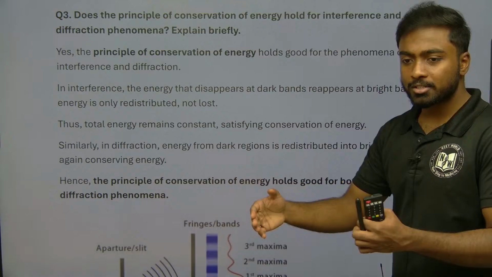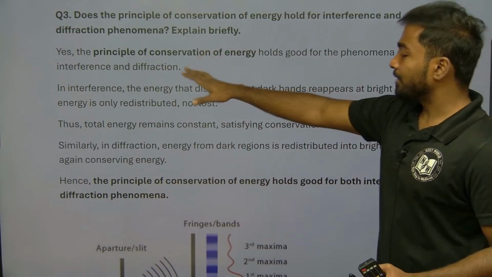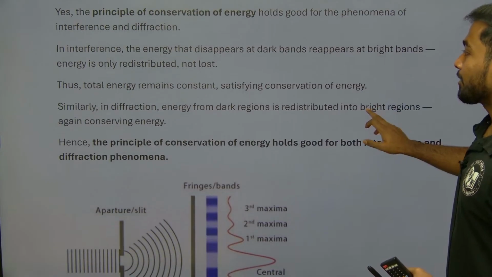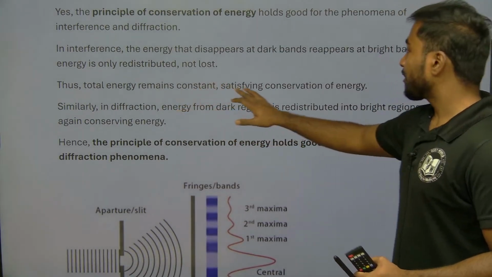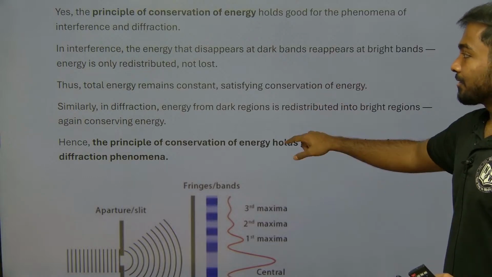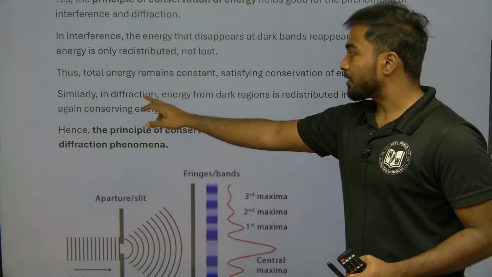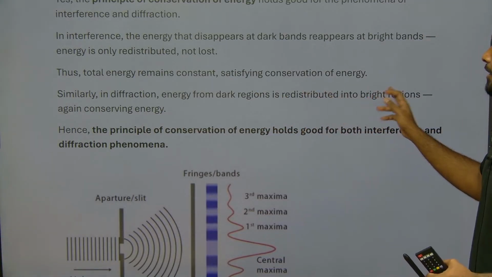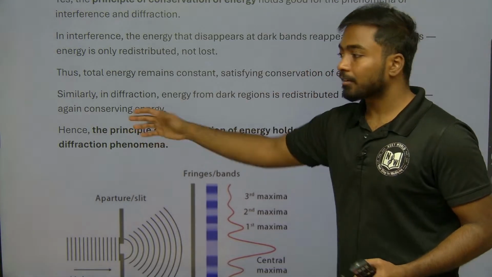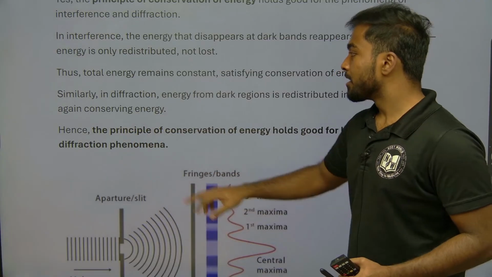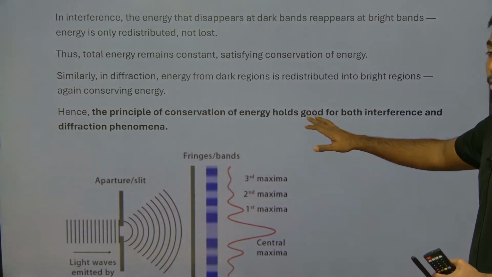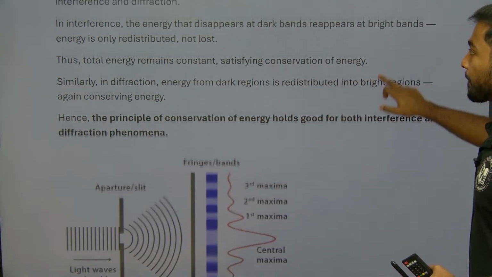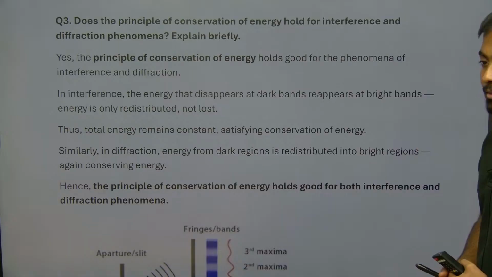It has not been lost, right? Whatever disappears here appears in the bright one. So thus total energy remains constant, satisfying conservation of energy. The fourth point is, similarly in diffraction, energy from dark region is redistributed into bright regions, which again means conservation of energy. So hence the principle of conservation of energy holds good for both interference and diffraction phenomena. This is the answer for the third question.